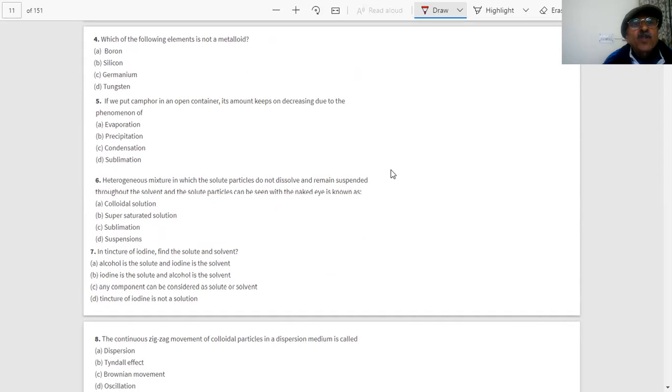Which of the following is not a metalloid, students? Sir, tungsten. Tungsten. Yes, sir. Okay, correct answer has been given. You know that boron, silicon, and germanium, students, boron, silicon, and germanium are called metalloids.